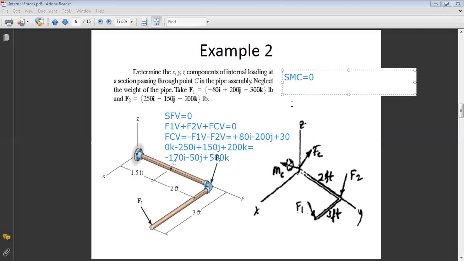And now, when I do sum of moments about C, first I should take the couple vector. So it's MC vector. Okay. Plus what? Plus the moment of F1 about C. So I should take moment of forces about C. So first it's MF1 about C plus the moment of F2 about C, equals to 0. Now I will replace, if you want, I will just put points to name this point here.